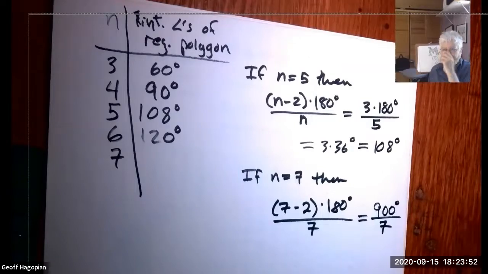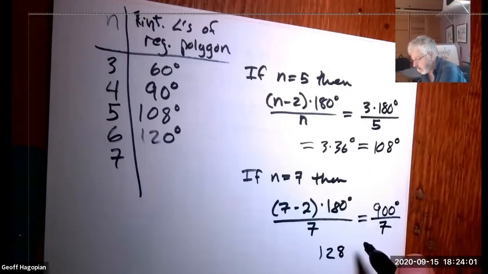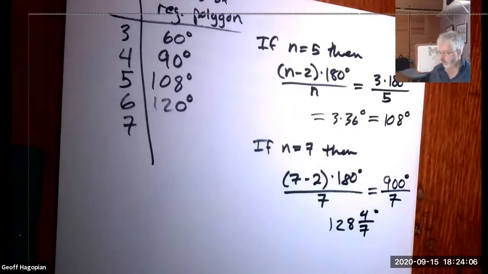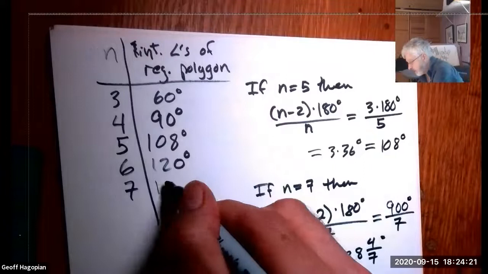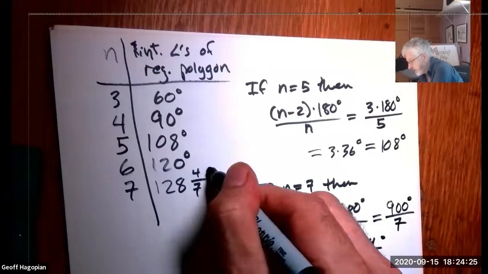So should we write it as a mixed number, or what should we do? How many times does 7 go in? Well, 1, then 2, and then 8, and 4/7. So 7 times 128, is that 896? Yeah, 896, plus the remainder 4 gives you 900. So we can add that to our table: 128 and 4/7 degrees as a mixed number.